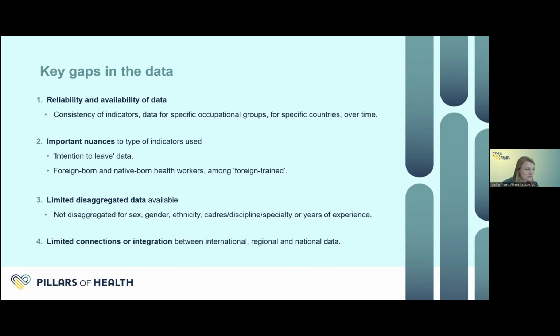data gap that I think is interesting is this limitation, the limited disaggregated data that we see that's available. So a limited disaggregation for sex or gender, ethnicity, also think about disciplines or actually years of experience. And with that, this question of who these migrating workers are and perhaps what they need is challenged. We actually don't necessarily know. And at the same time, we see that there's limited connections and integration of different level data, such as international, regional, and national data.